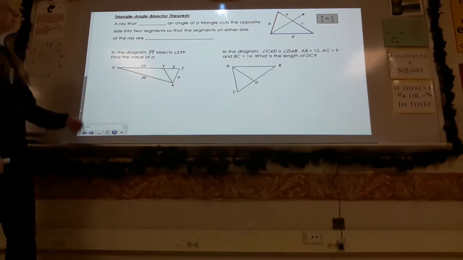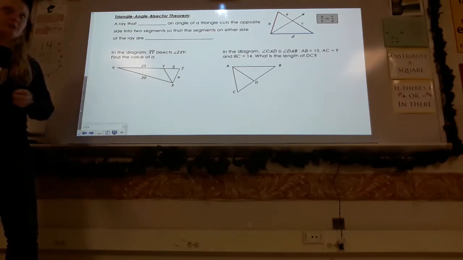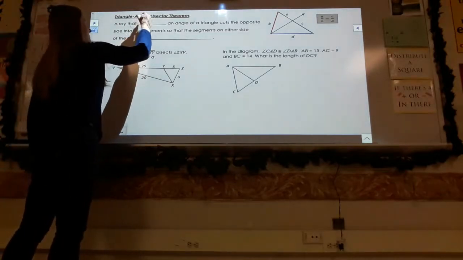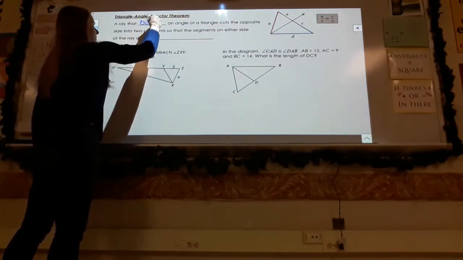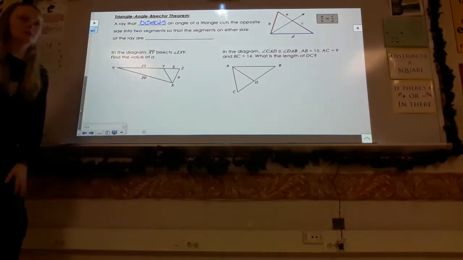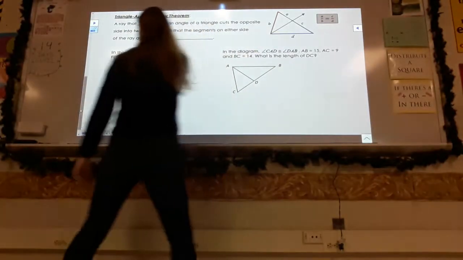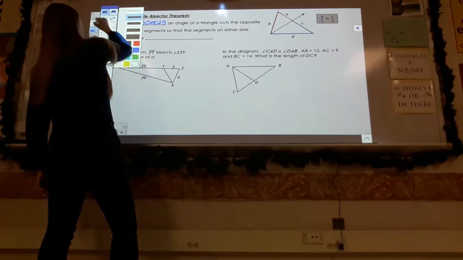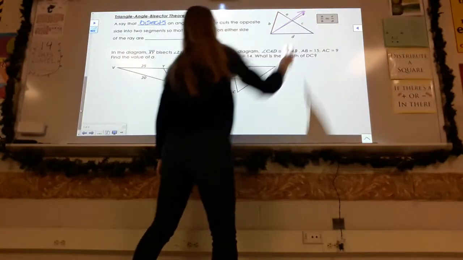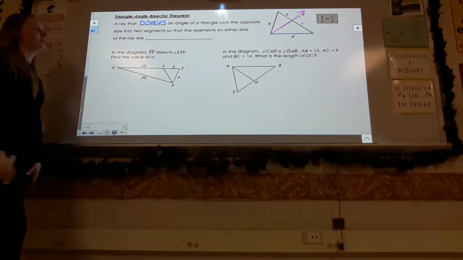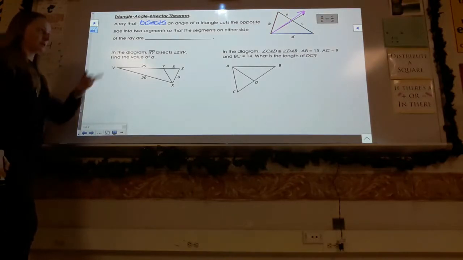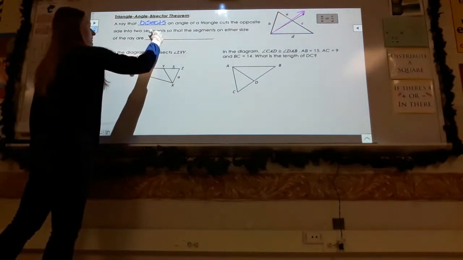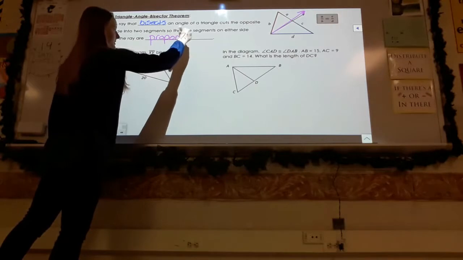It's called the triangle angle bisector theorem. So basically what this says is a ray that bisects an angle of a triangle, that would be this one right here. This ray is what we're referring to. If a ray bisects the angle of a triangle, it cuts the opposite side into two segments, which are A and C over there, so that the segments on either side of the ray are proportional. Again, this is all proportions.